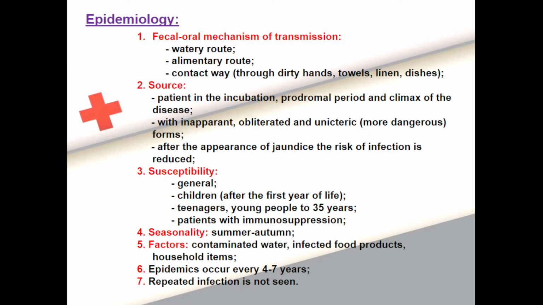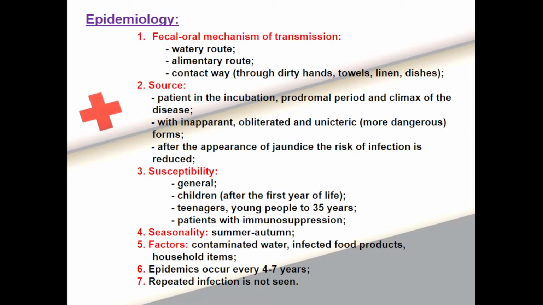Epidemiology: fecal-oral mechanism of transmission, mostly water route, maybe alimentary route, contact-household through dirty hands, towels, linen, and dishes. Source: patient in incubation, prodromal period, and climax of the disease. Patients with obliterated and anicteric forms are more dangerous, I mean, more dangerous epidemiologically, because you don't know that he has hepatitis. After the appearance of jaundice, the risk of infection is reduced because excretion of the virus reduces too.